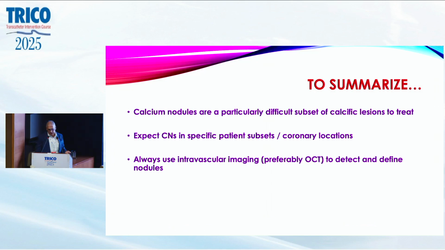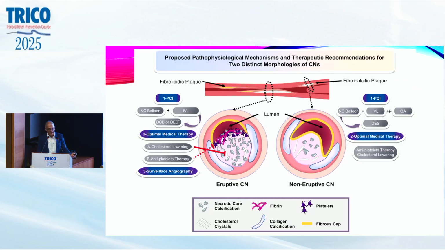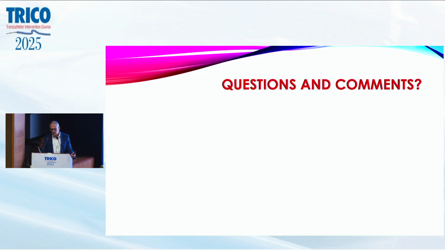To finish, calcium nodules are a particularly difficult subset to treat. So the key is to expect nodules in those subsets of patients and in those locations. Always use intravascular imaging, preferably OCT, to detect and define. Once you have that, if you have an eruptive nodule, you go with standard techniques. And if you have non-eruptive nodules, you may have to adapt one of the atherectomy techniques to get good results. Thank you for your attention.